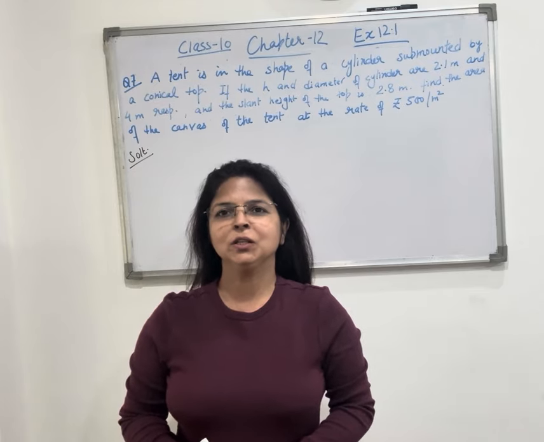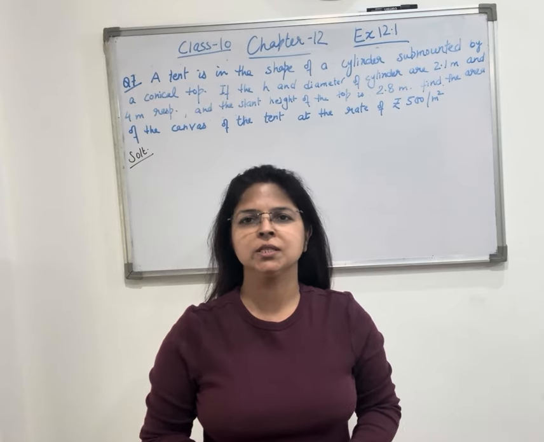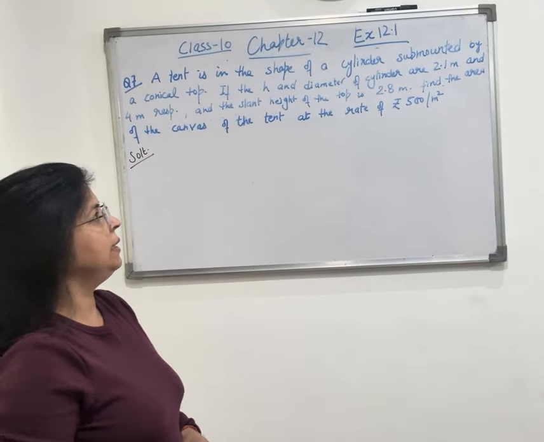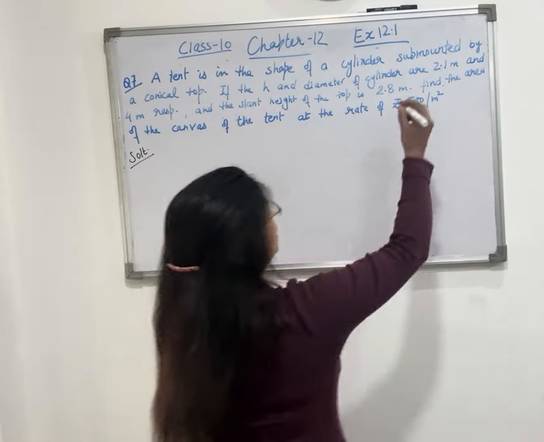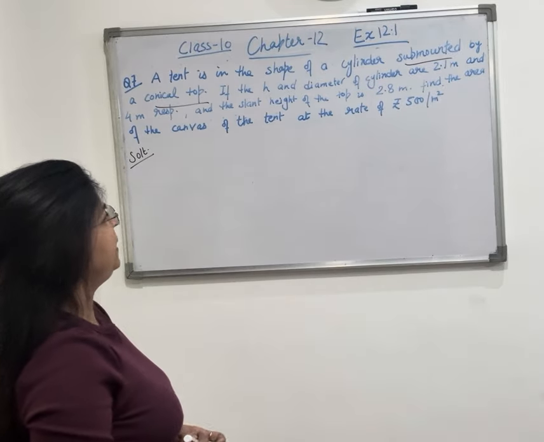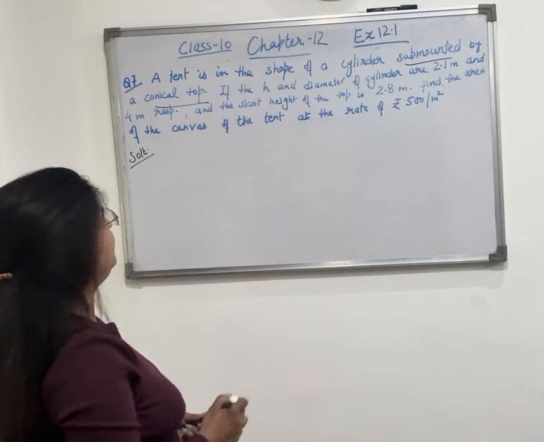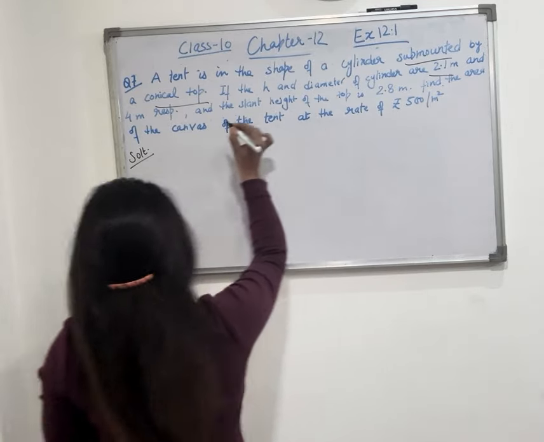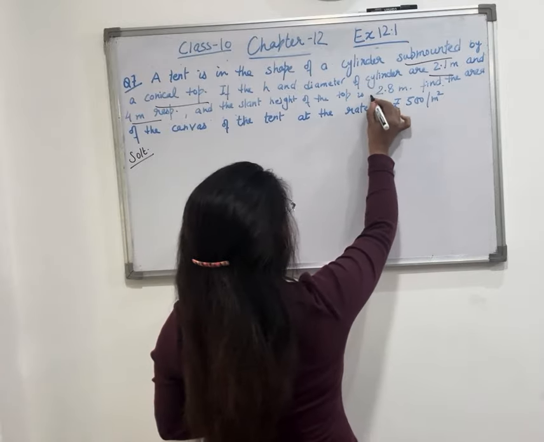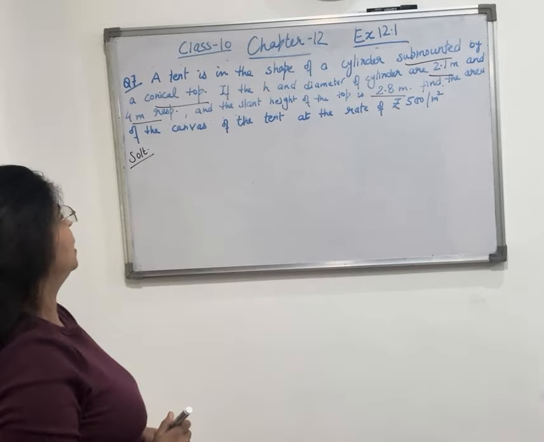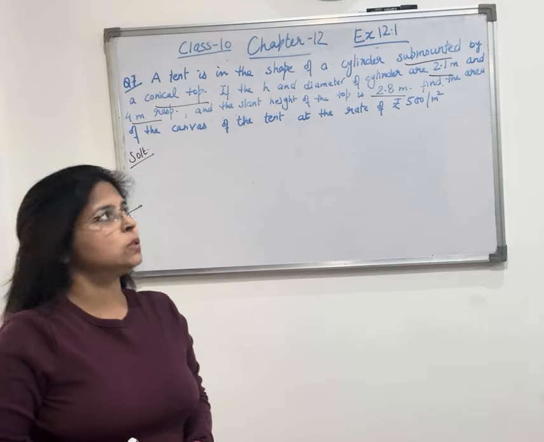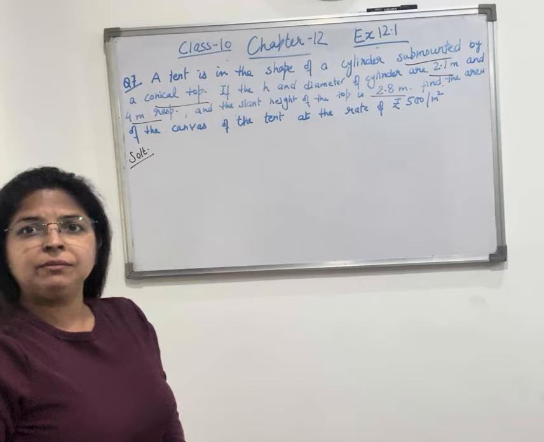Hello everyone. So today we are going to do exercise 12.1 question 6, and the question is: a tent is in the shape of a cylinder surmounted by a conical top. If the height and diameter of the cylinder are 2.1 meter and 4 meter respectively and the slant height of the top is 2.8 meter, find the area of the canvas of the tent at the rate of rupees 500 per meter square. So tent is given in the form of a cylinder.